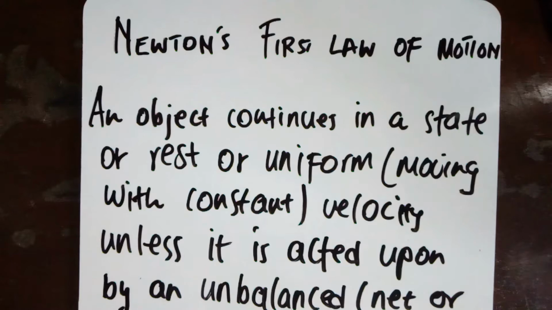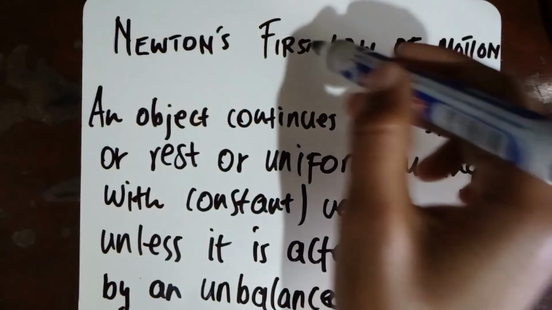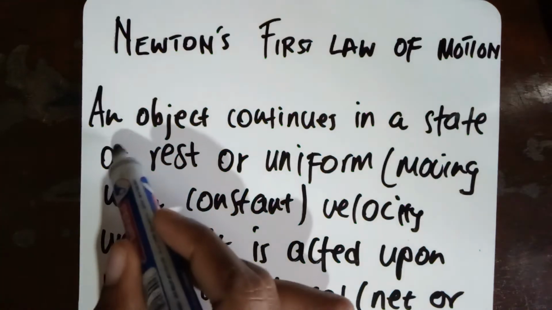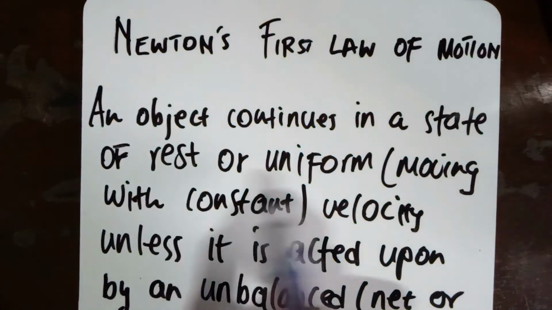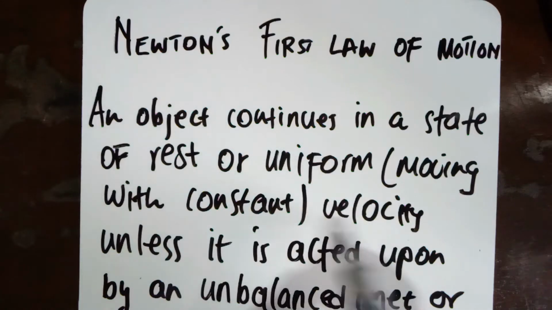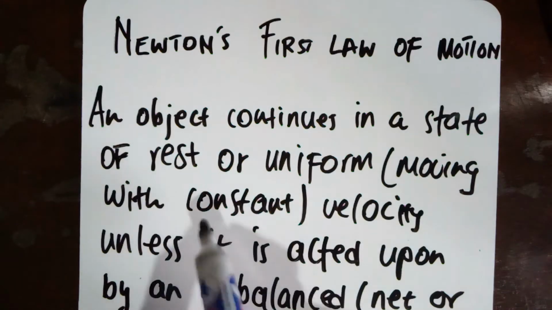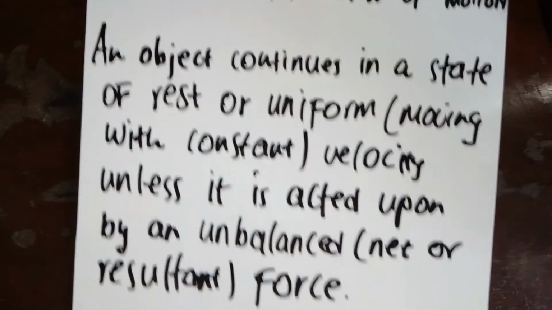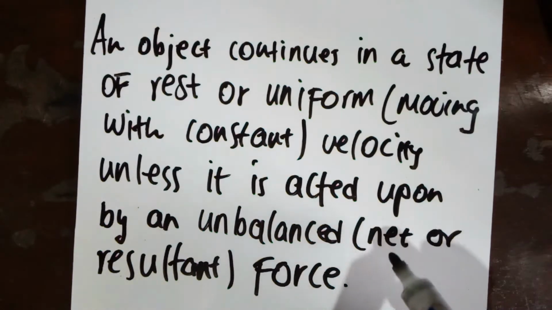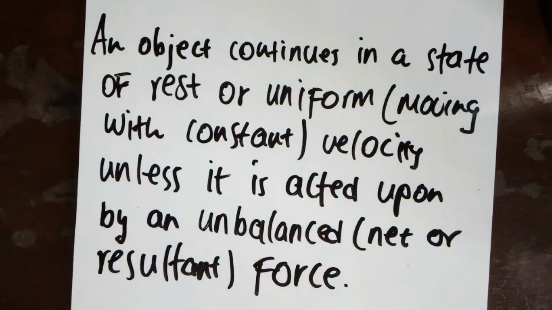So, as we know, Newton's first law of motion states that an object continues in a state of rest or uniform motion. When we say something is moving with a uniform velocity, we mean that it is moving with a constant velocity, unless it is acted upon by an unbalanced, or maybe somebody might say net or resultant, force.